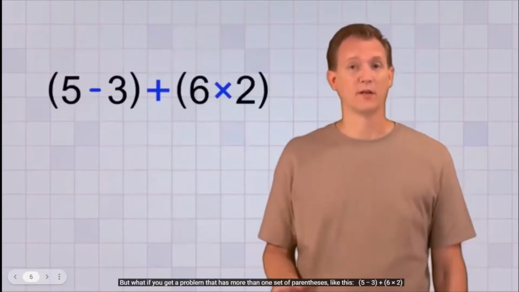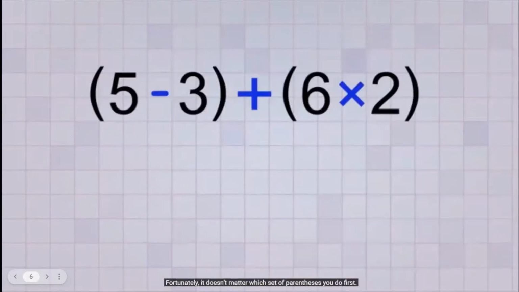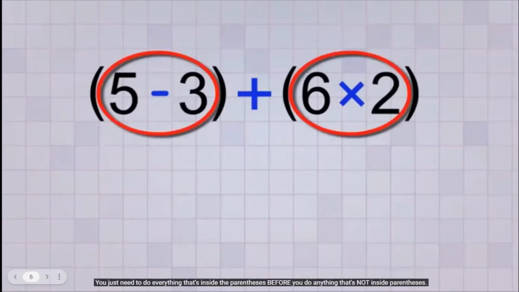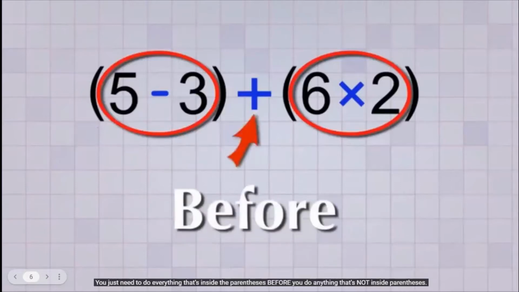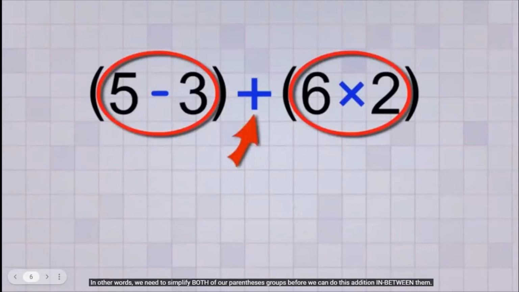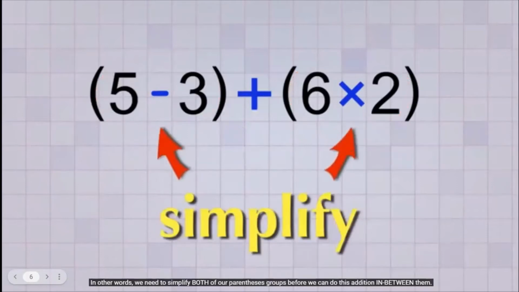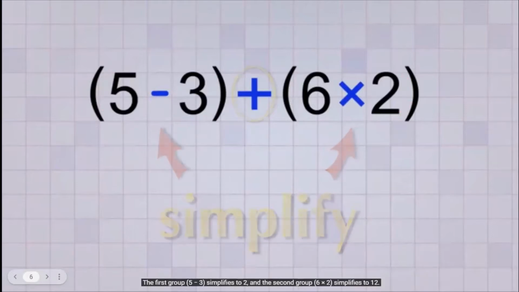(5 minus 3) plus (6 times 2). Fortunately, it doesn't matter which set of parentheses you do first. You just need to do everything that's inside the parentheses before you do anything that's not inside parentheses. In other words, we need to simplify both of our parentheses groups before we can do the addition in between them. The first group, 5 minus 3, simplifies to 2.